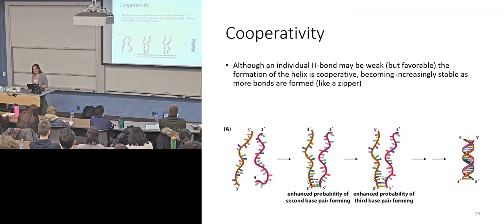Cooperativity, also a big chunk of the chapter when we get into molecular recognition and we talk about cooperative binding when proteins and drugs are binding. But cooperativity also occurs between two DNA strands, right? An individual H bond may be weak, but favorable. The formation of the helix is cooperative, becoming increasingly stable as more and more bonds are formed, like a zipper. Basically, as the first one forms, these next two get in close proximity, so it's easier for the next H bond to form, and it sort of zippers up into the DNA strand.